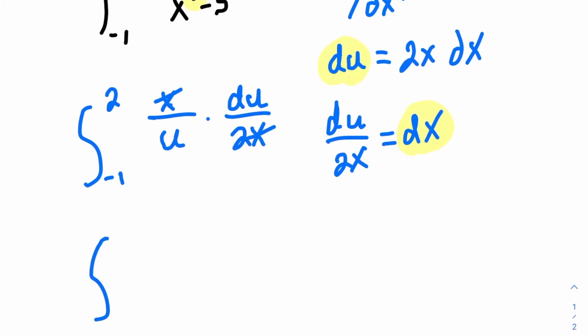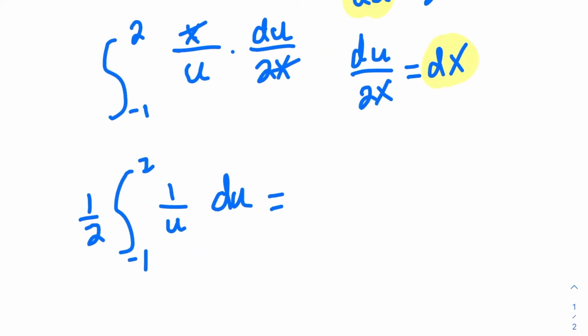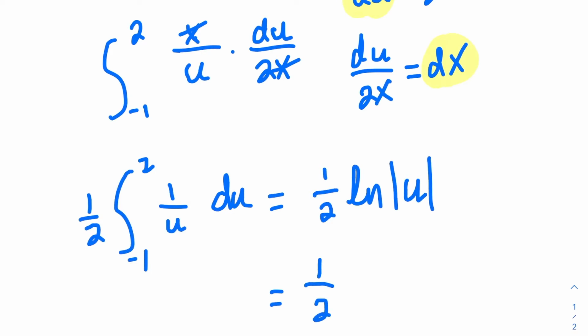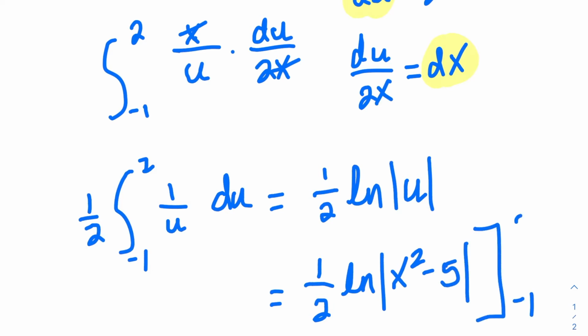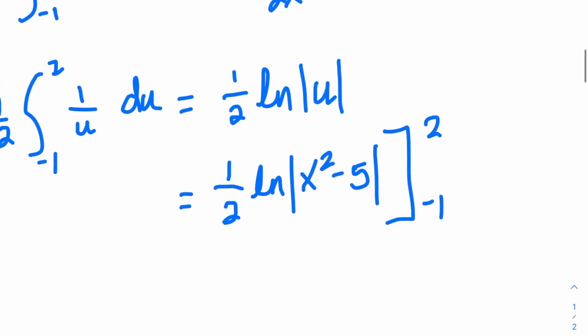And so here, when we pull the 1/2 out front, what we end up with is the integral of 1 over U du from -1 to 2. And now we can actually integrate. And so here we would have 1/2 times the natural log of the absolute value of U. And we're going to substitute back in terms of x. So we'll have 1/2 times the natural log of, so we know that U was x squared minus 5. We're integrating from -1 to 2. And now we can go ahead and plug in those values.